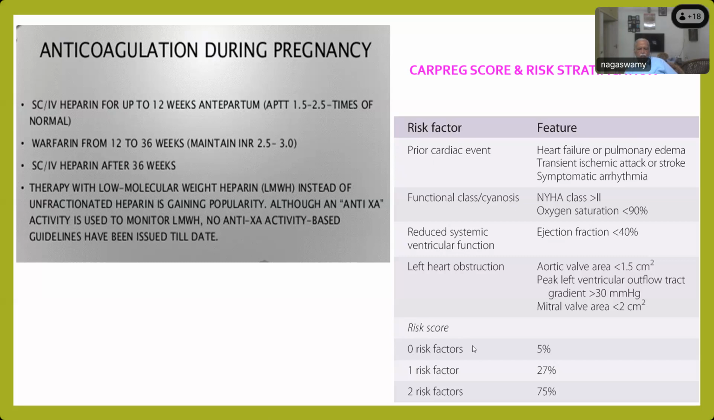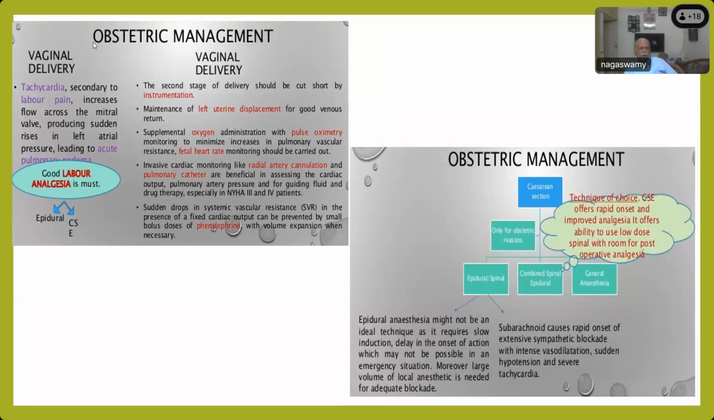So if there are no risk factors, the mortality is 5%. Even with one risk factor, it is about 27%, and with two risk factors, it is 75%. That is how the stratification is done. And if you are going to allow vaginal delivery, then avoid tachycardia because of labor pain. So you need to give a good labor analgesia, epidural or combined spinal epidural, and shorten the second stage of delivery as much as possible by instrumentation.